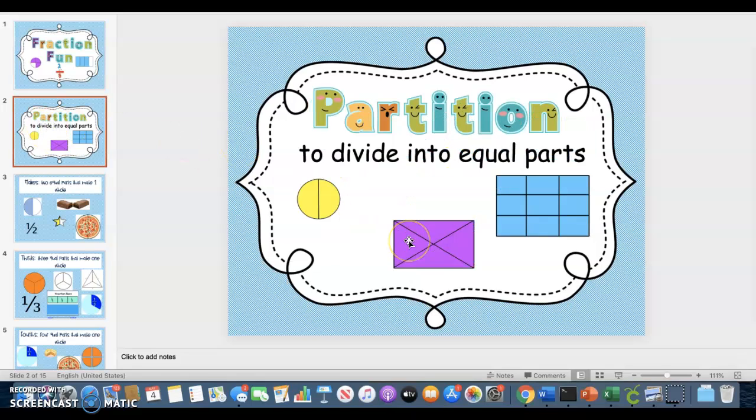One word that you might hear this week is the word partition. When we say the word partition, we're talking about breaking something up into equal parts or equal pieces. So for example, we have a circle right here that has been partitioned into two equal parts. This rectangle has been partitioned into 4 equal parts. And this square has been partitioned into 9 equal parts.